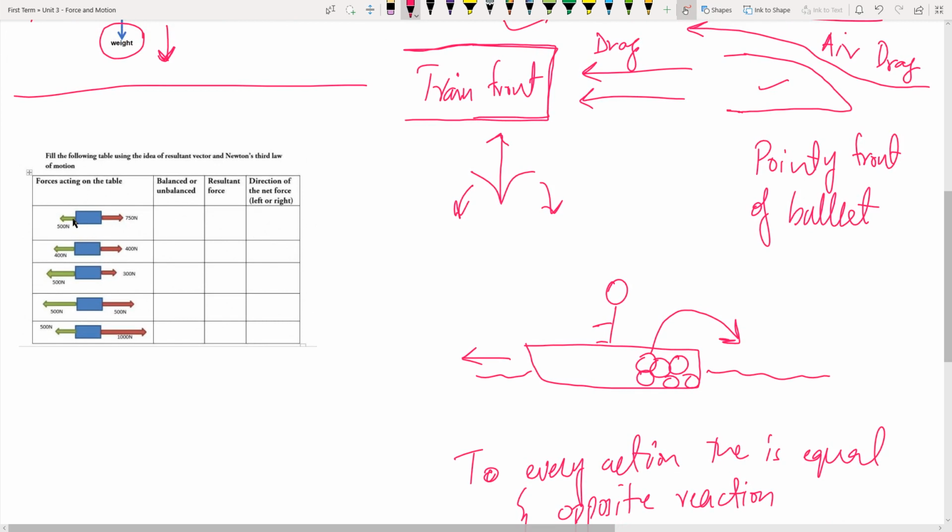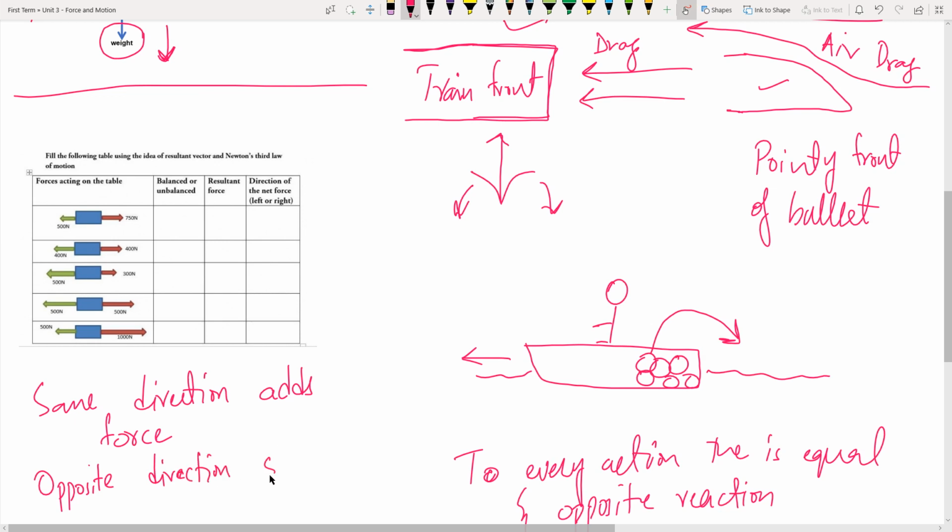Now we're going to identify if these forces are balanced or unbalanced, and the resultant force is the sum of the forces. Remember, if the forces are opposite to one another, we subtract. When they are in the same direction, we add. Same direction adds force, opposite direction subtracts force, right? So for this little principle, we're going to solve this question.